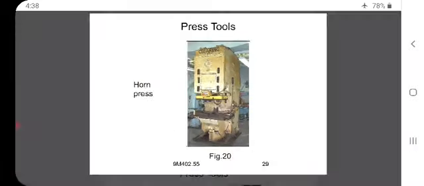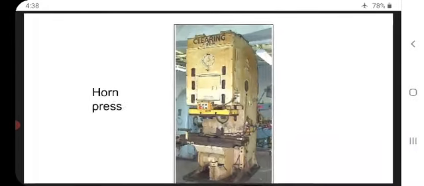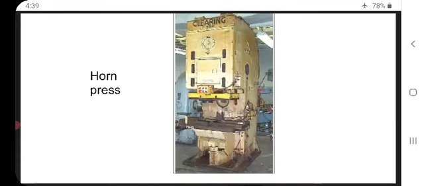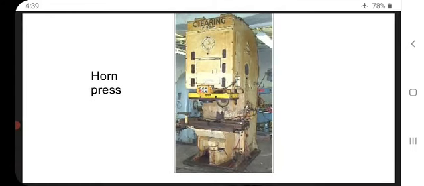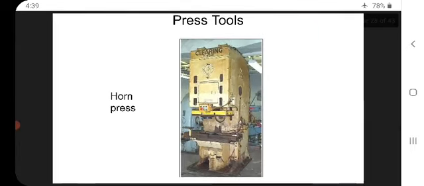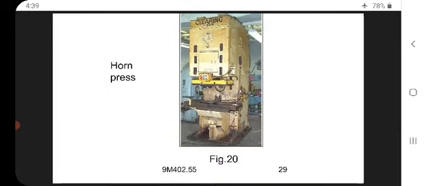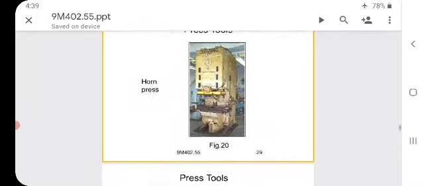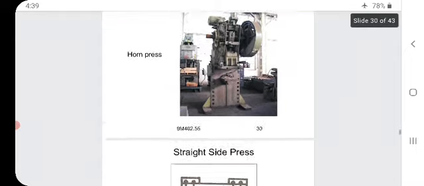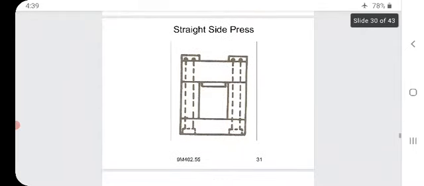You can see the horn press clearly on the screen. I am zooming in. Observe clearly. That is the example for the horn press. This is also a horn press. Next, the straight side press.